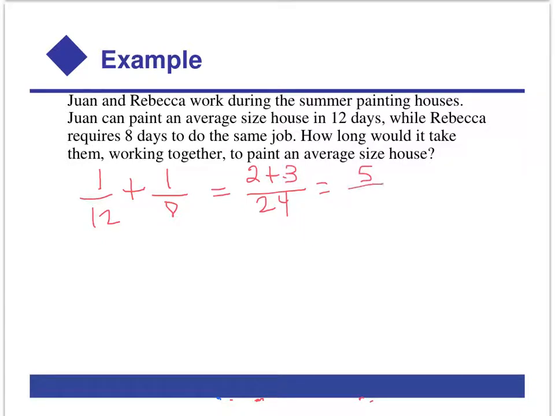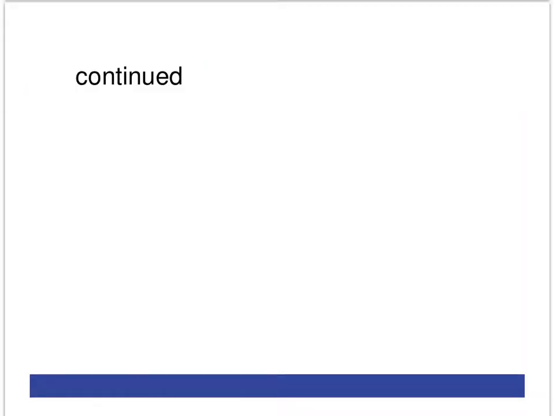So we get 5 days out of 24 it would take them to complete the job. Okay, 5/24 of the job in 1 day. Now we need to create a table to make this work a little bit better, because remember, we're looking at the rate of time.